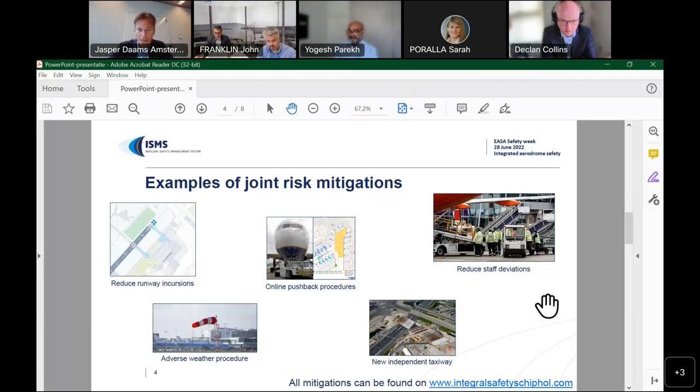Well, many more mitigations were taken and they can be found on our public website, integralsafetyschiphol.com. This is something we did for ourselves to show the public what we are doing, to be transparent about it, also about the due dates of those mitigations. And also in response to the NTSB, who published a rather critical report, and then it's good to show as an aviation community what you are doing about it. So you can all find it there, and it's updated every half year.